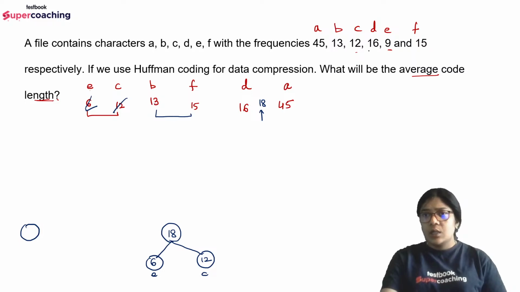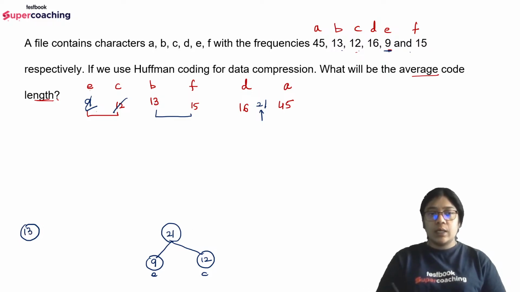Wait a minute. This was 9. I'm so sorry. Frequency of E is given as 9. This comes out to be 21. So we have 9, 12, 13, 15, 16 and 45. Now this is fine. Now take the next two minimums.